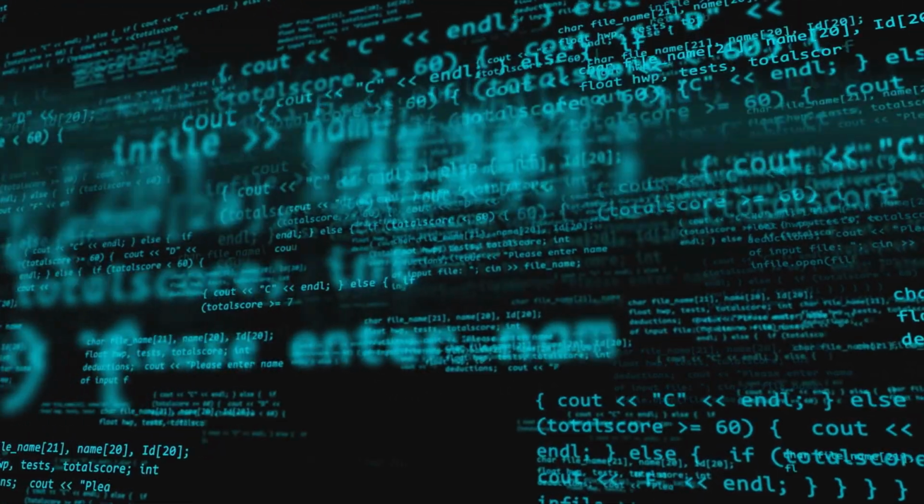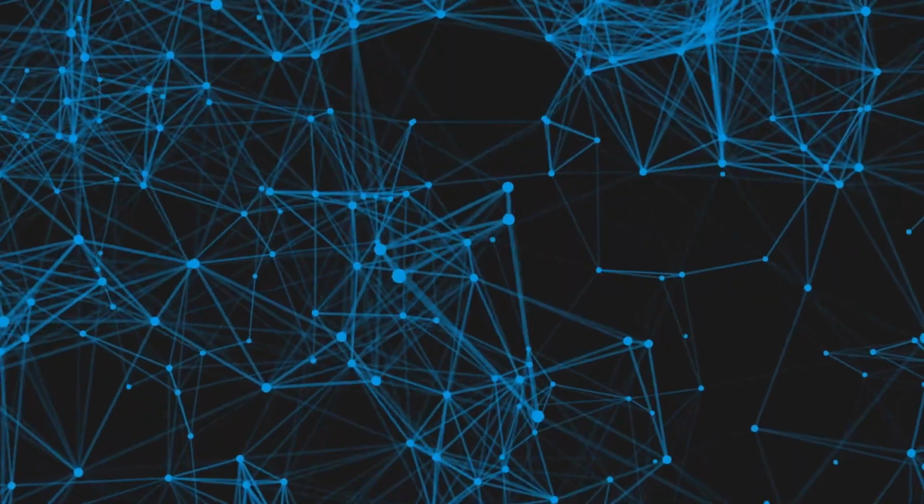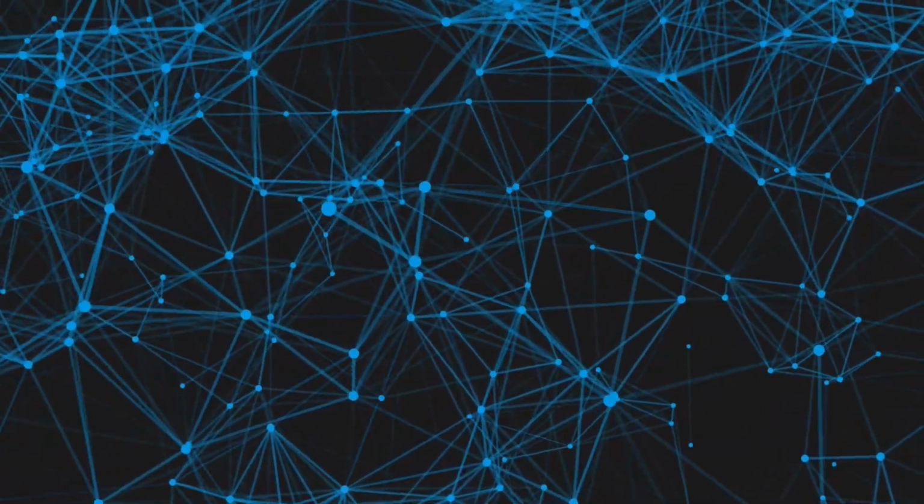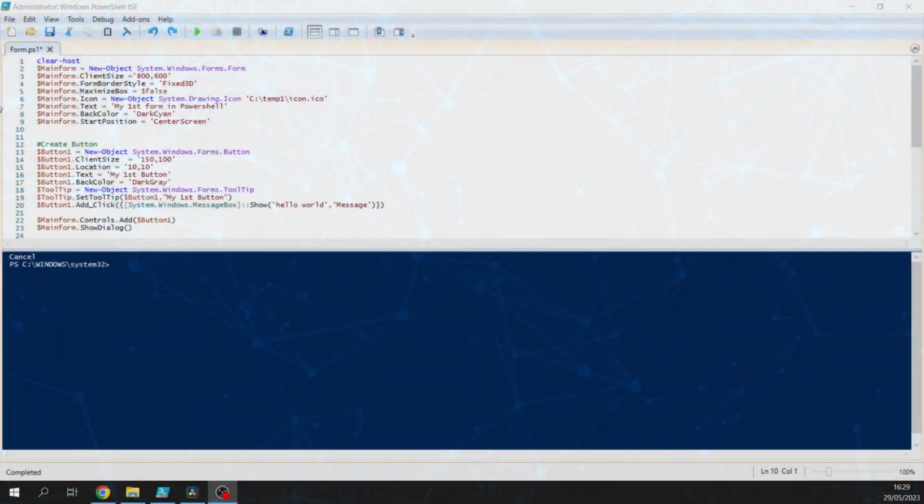Today we're going to continue where we left off last time, and that's dealing with the form, but now we're going to add a button to it. So we'll jump straight into it. This is what we did before. We cleared the host and just created a form. Didn't really do anything. We just set some properties to it.